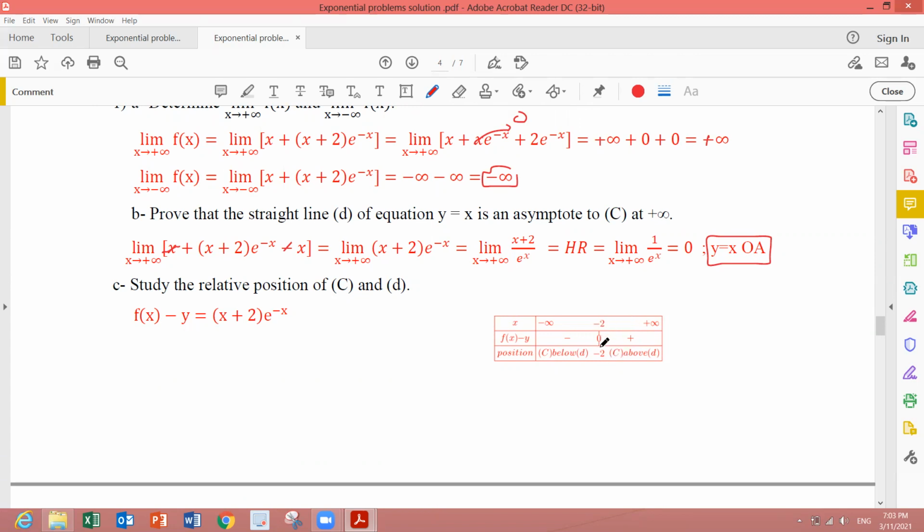Is that x equal to minus 2? Y should be 0, not minus 2. This one, it will be minus 2, not okay. Correct this one.